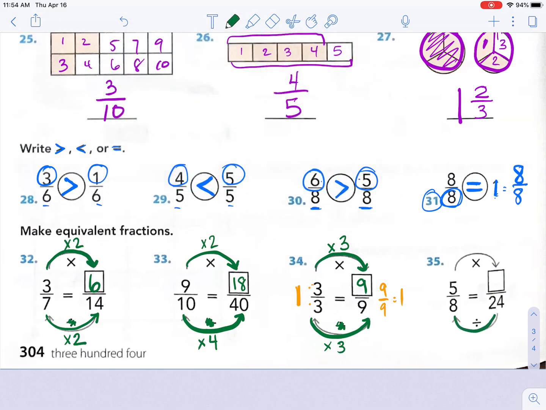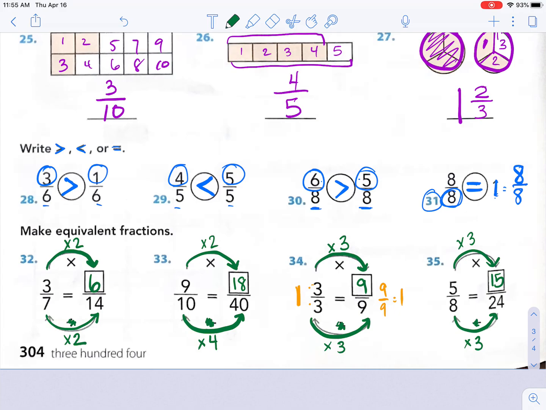Here we go. Turn your arrow the other way. Get rid of that division sign. 8 times what equals 24, boys and girls? 8, 16, 24. So times 3. 8 times 3 equals 24. What I do to the bottom, I also do to the top, times 3. 5 times 3 equals 15.